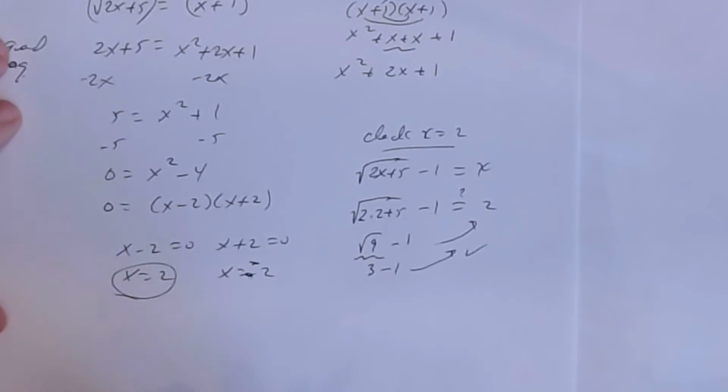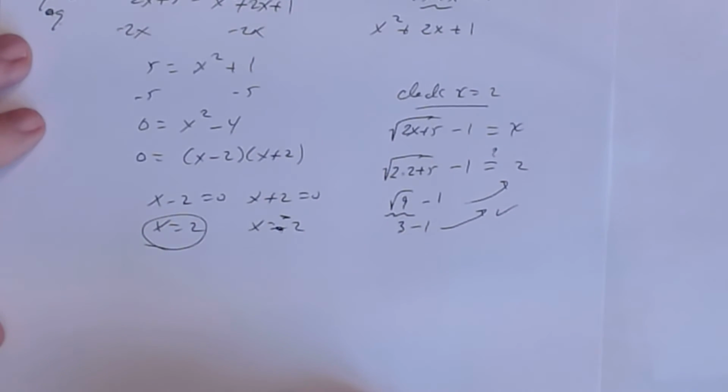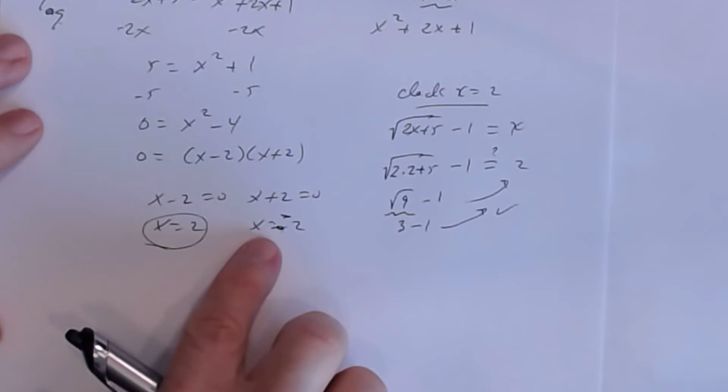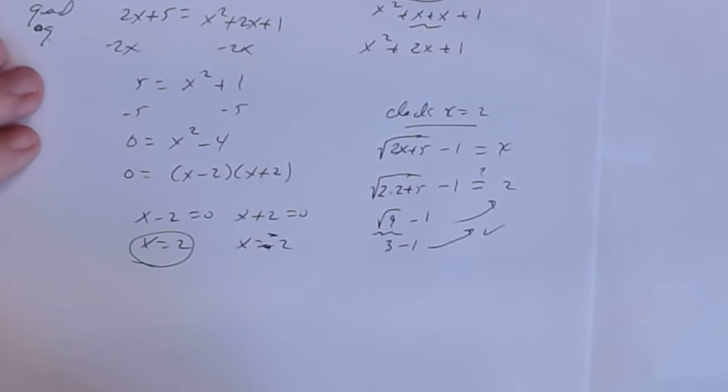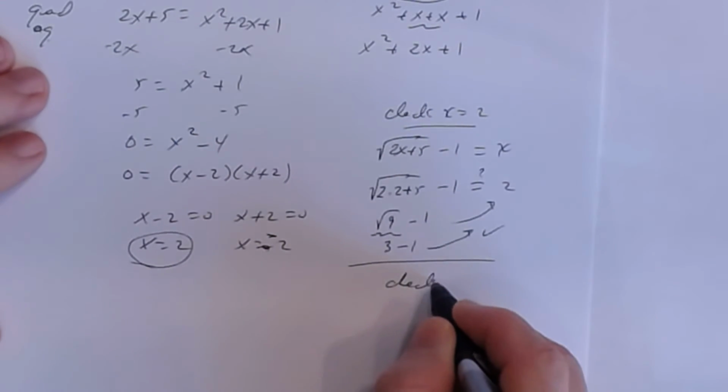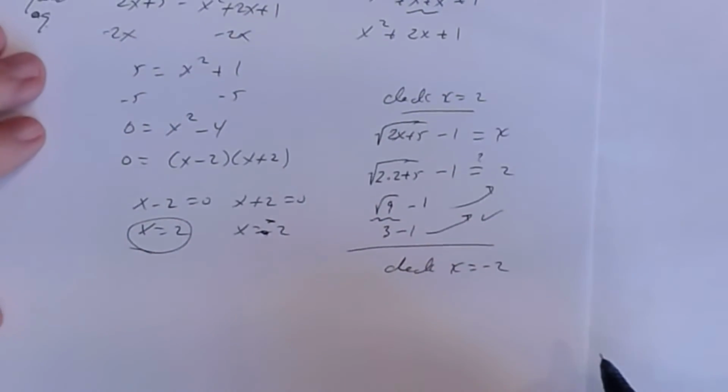So x equals 2 is going to be a solution. Now we have to check x equals negative 2. Is x equals negative 2 a solution, or is it extraneous? Is it a false solution? So let's check it. Check x equals negative 2.